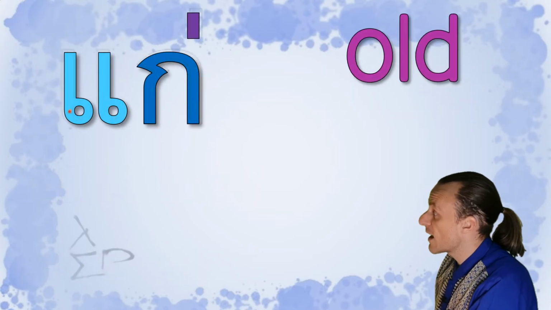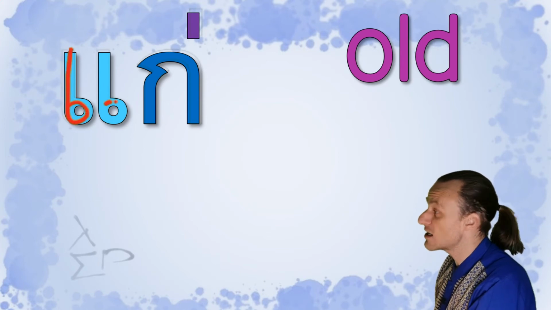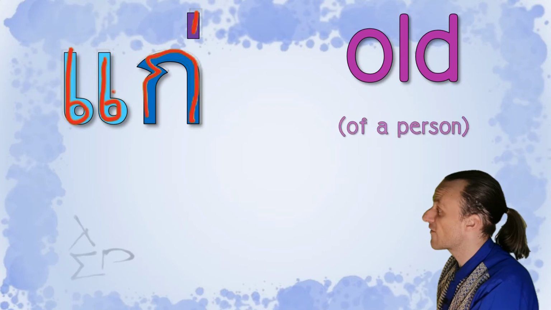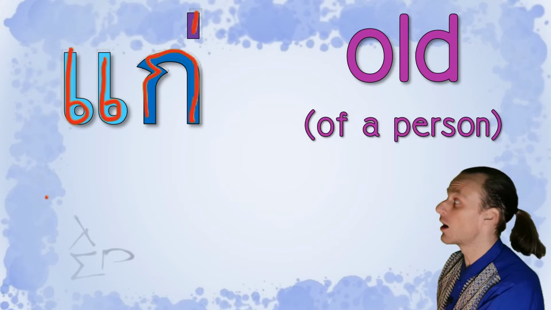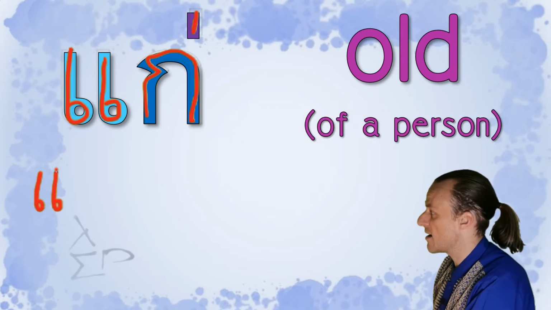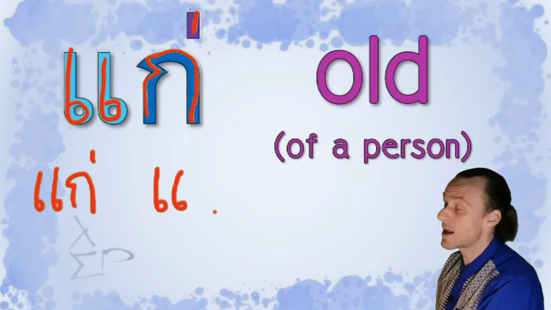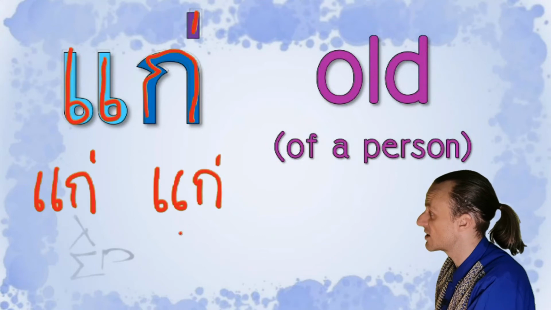And following on from that, we have something which has the long version of that vowel, sala e, but this time we have mai ek so that it still has the low tone. This is ge, which means old when we are talking about a person. So an old person is ge.